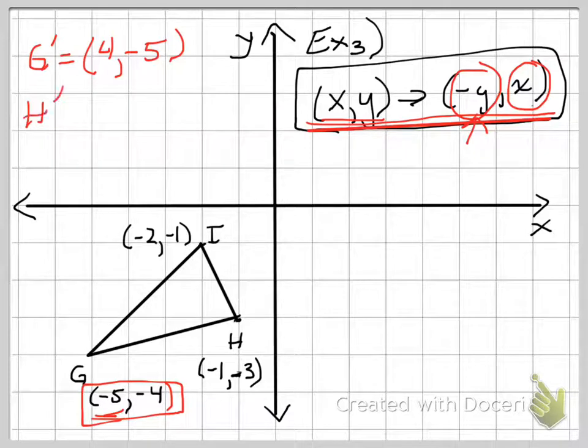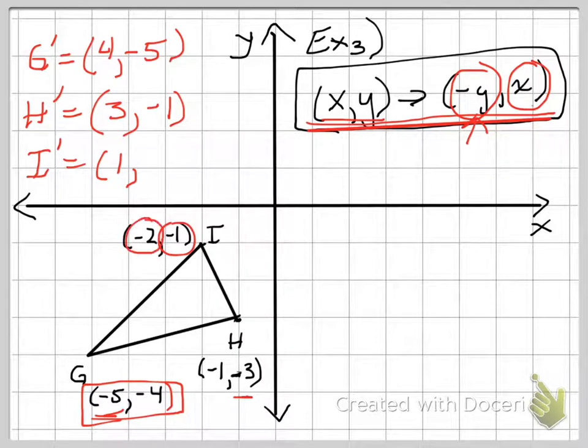H prime is the same thing. Our x is going to be the opposite of y, so whatever y is here, which is -3. The opposite of -3 is +3, so that's going to be our x. And then our y value is just going to be the same as the x value there, which is -1. And then for I prime, we take that number there, -1, take the opposite of -1, which becomes +1, and take this number here exactly as it is, which is -2.